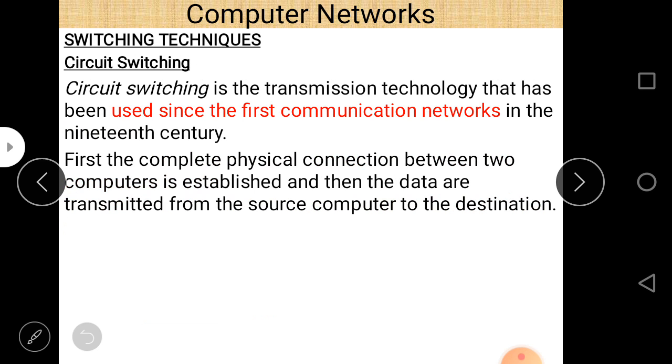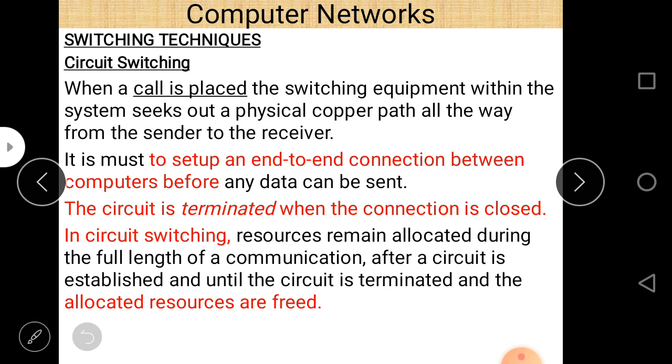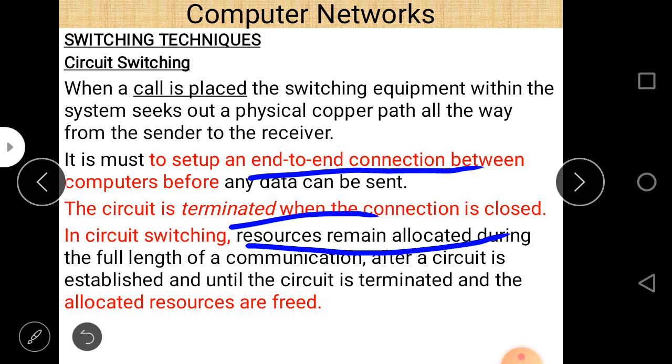First of all, it is the oldest technology. Second point is it requires basically an end-to-end connection. Third point is the circuit is terminated when the connection is closed. And in circuit switching, resources remain allocated during the full length of the communication, after the circuit is established and until the circuit is terminated and the allocated resources are freed. So these are the four important points regarding circuit switching.